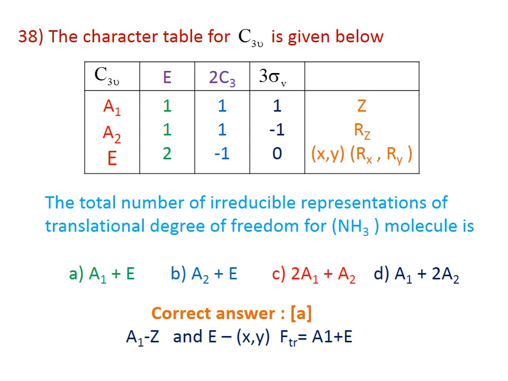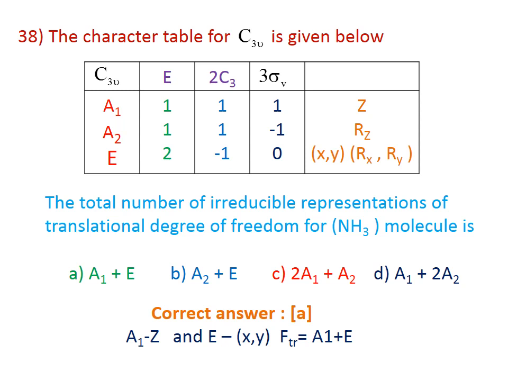Therefore, the correct answer is A. By just looking at the table, we can easily find out the total number of translational degrees of freedom as well as the rotational degrees of freedom. For rotational degrees of freedom, Rx, Ry, Rz: Rz belongs to A2 and Rx, Ry belong to E. Therefore, A2 plus E is the total rotational degree of freedom from this character table.